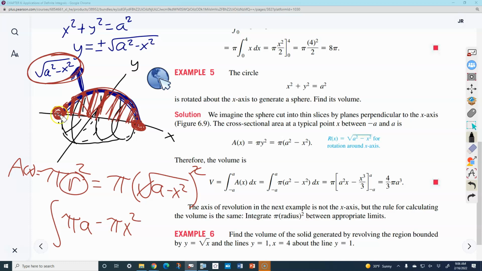This is a semicircle of radius A. A is the radius of this semicircle. Everywhere it has a radius of A. So now, can you tell me what this is and this is? And I don't want a number. You can give me a letter.